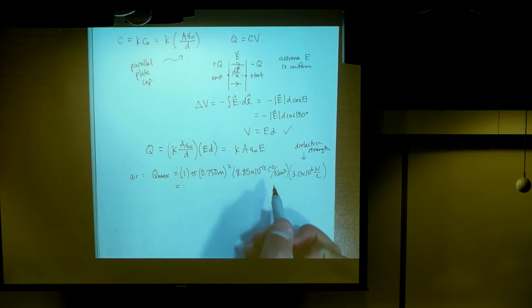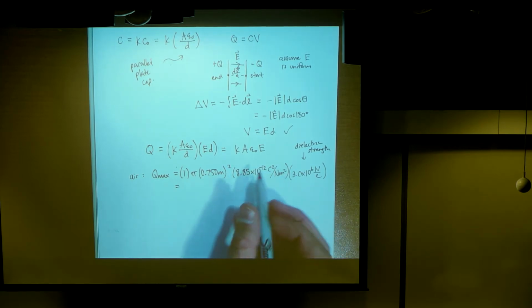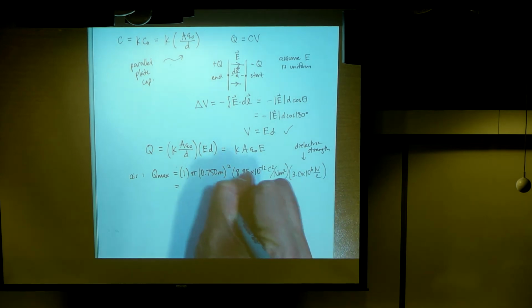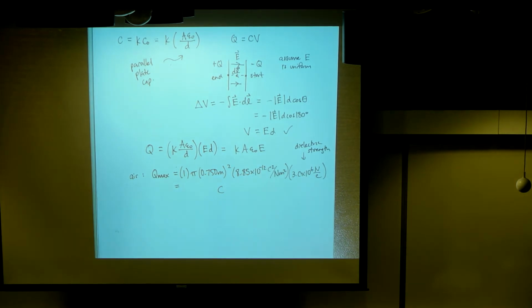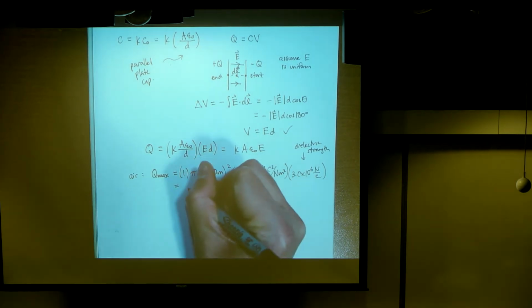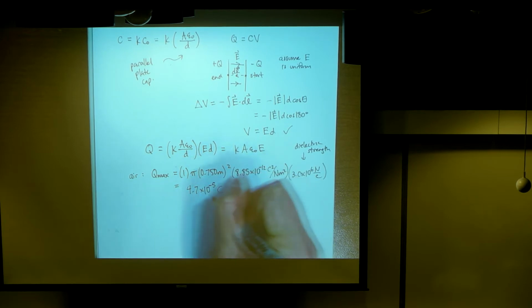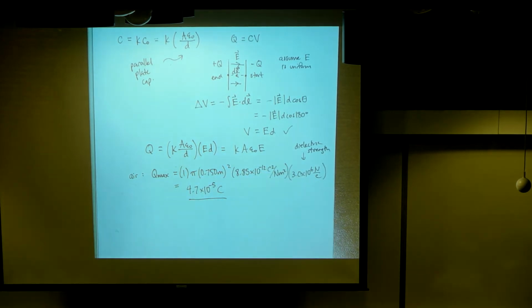You can see the units come out in coulombs, right? Because meters squared cancel here and here, newtons cancel here and here, and then we just are left with coulombs. So what does it come out to? Yep, so it's 4.7 times 10 to the minus 5. That's the maximum charge we can hold if the capacitor is filled with air.